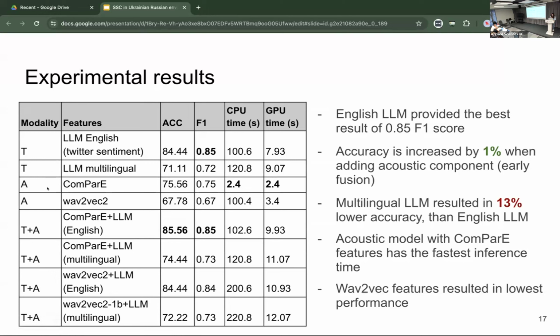Also, we can see that compare features alone provided pretty good results, and it has the lowest CPU and GPU time. For CPU, it's very significant, but for GPU, it's not that significant, but still a few times faster. Also, the wav2vec model provided the lowest results, but we didn't tune it, so it's expectable.